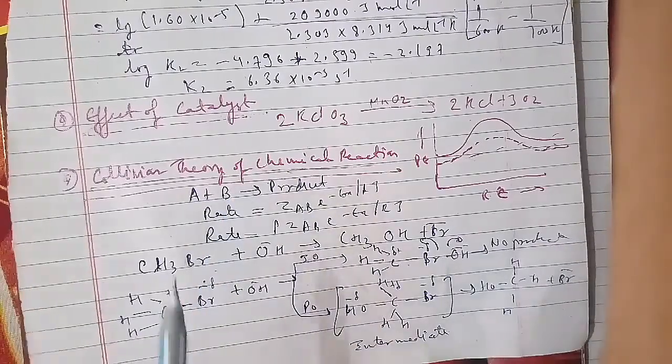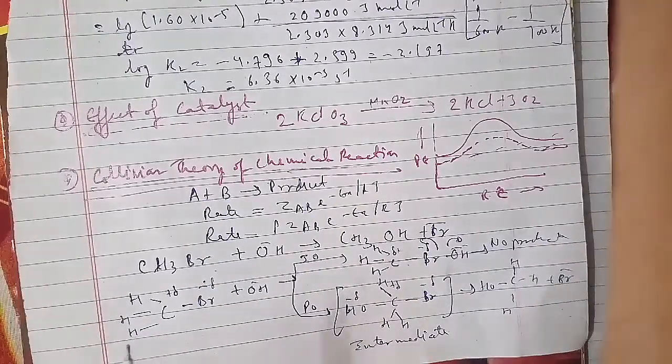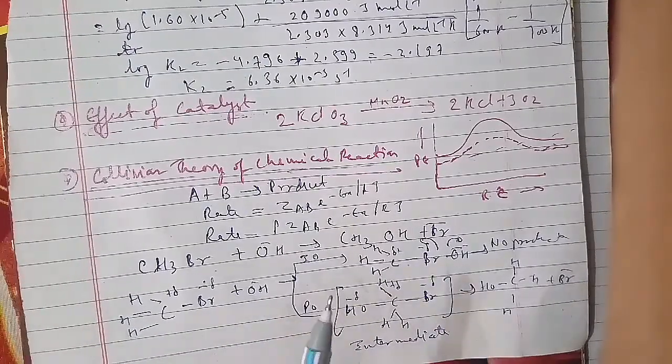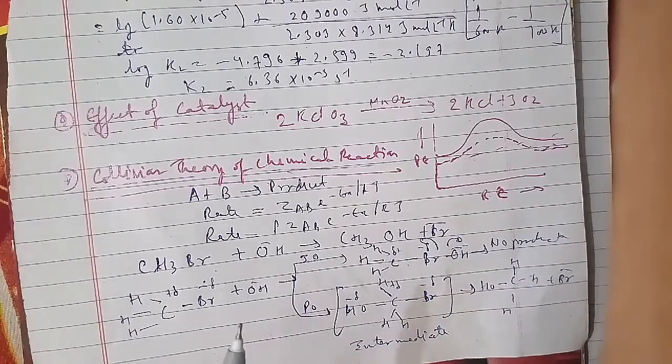The following data were obtained during the first order thermal decomposition of SO2Cl2 at constant volume. SO2Cl2 gas will give you SO2 plus Cl2 here, and for that you have to find out the rate of the reaction at the pressure of 0.65.